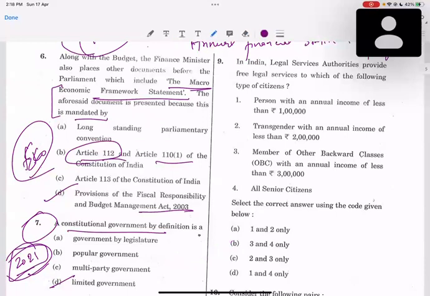Okay, so now I hope that out of these 8 questions, only one or two were tricky, basically. The rest 6 were attemptable. All right. In India, legal services authority provides free legal services. Yes, this question was not attemptable, because we do study legal services under Article 39 in DPSP, but we don't study the exact criteria, like what income limit or threshold has been set. So in such cases, such questions have to be left.